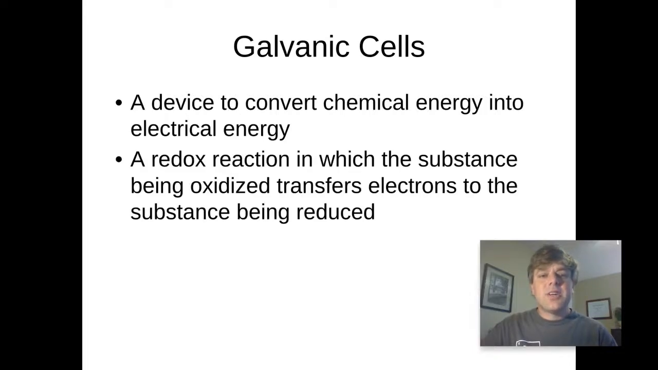And there's a redox reaction that takes place, and the substance that's being oxidized transfers its electrons to the substance being reduced. And if you look at how this actually works, in the oxidation part, electrons are being lost out of the negative end of this cell, because electrons are negative, and they flow through. And then on the other side, the positive end is connected to the reduction side where the electrons are being gained.